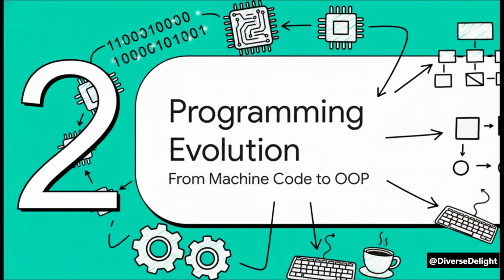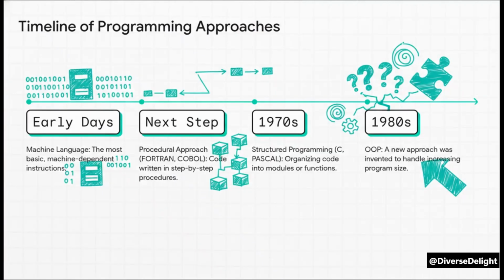So how did we even get to this breaking point? Well, a quick look at the timeline of programming shows this constant evolution that was honestly struggling to keep up. It all started with the absolute basics, machine language. Then came what's called the procedural approach, with languages like Fortran, which let programmers write code like a recipe, just a sequence of steps. A big leap forward was structured programming, using languages like C, which was all about organizing code into cleaner modules and functions. Each step was an improvement for sure, but by the 1980s, even this just wasn't enough. A totally new approach was desperately needed.